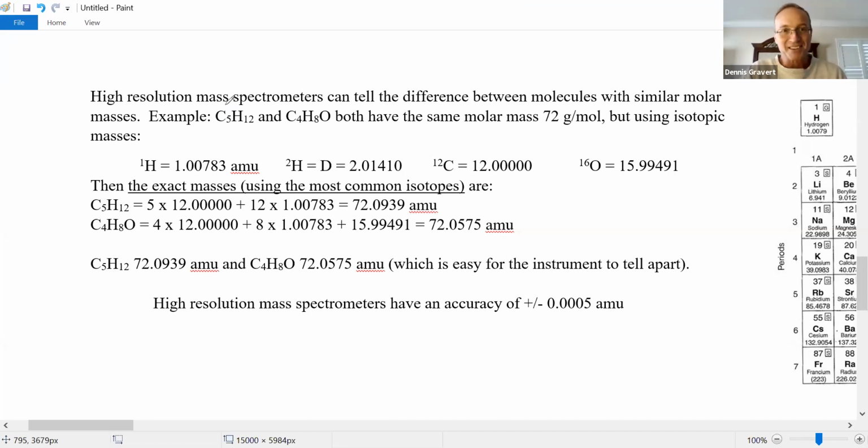And we're not looking at averages, right? We're actually counting individual molecules with individual isotopes. And that actually provides another set of data here. So as an example to illustrate the usefulness of high resolution mass spectrometers, take for example C5H12 and C4H8O. To two significant figures, they have the same molar mass.